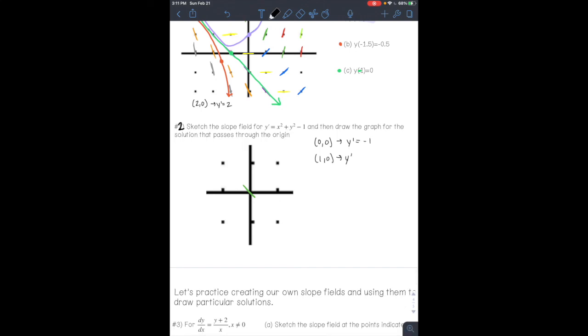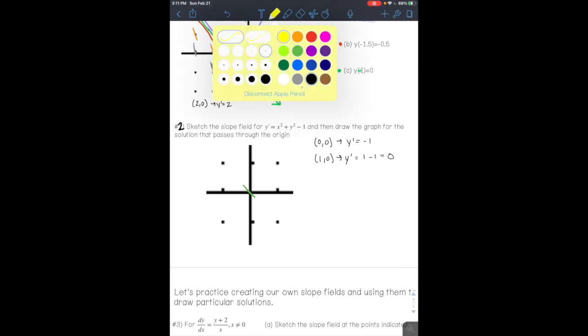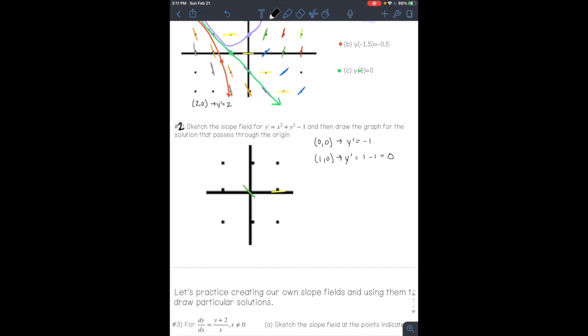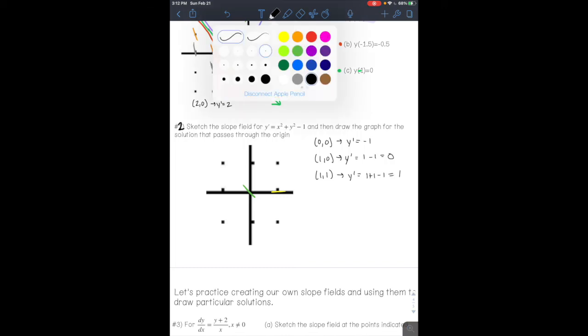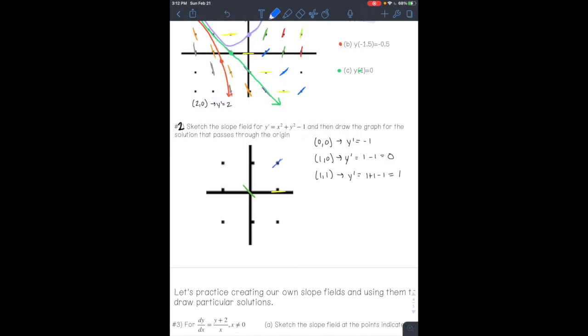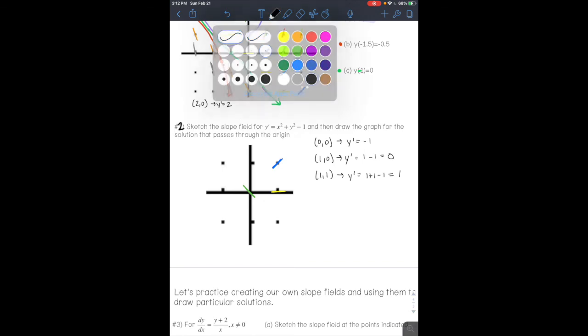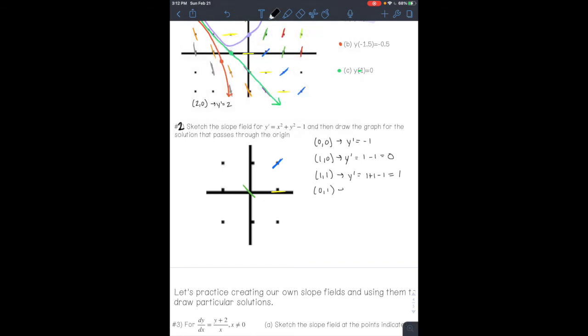So if I start at 0, 0, y prime is going to be -1. Okay, and then if I go to 1, 0, I'm going to get y prime is 1 plus 0 minus 1, so we get a 0 there. If you want to do all this in your head, you totally can. Okay, if I want to go to 1, 1, that's 1 plus 1 minus 1, so that's going to give me a positive 1.